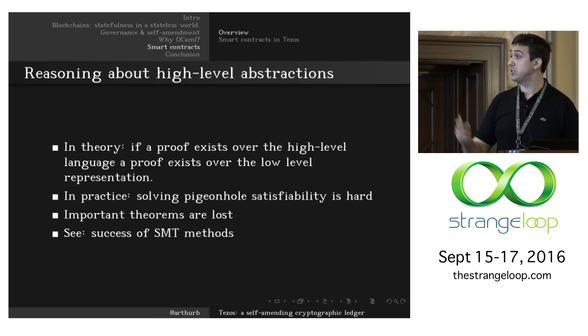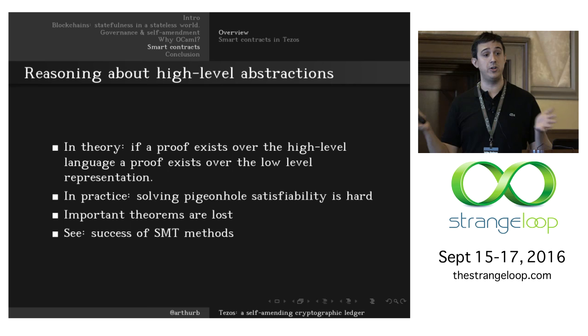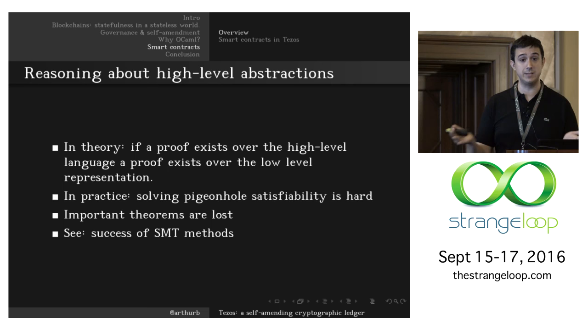In practice, it's really hard. So one of my favorite examples is the pigeonhole principle. The pigeonhole principle says you have 101 pigeons, you have 100 holes. Can you put the pigeons in holes so that no hole has more than one pigeon? And of course you can't, because you have more pigeons than you have holes, right?